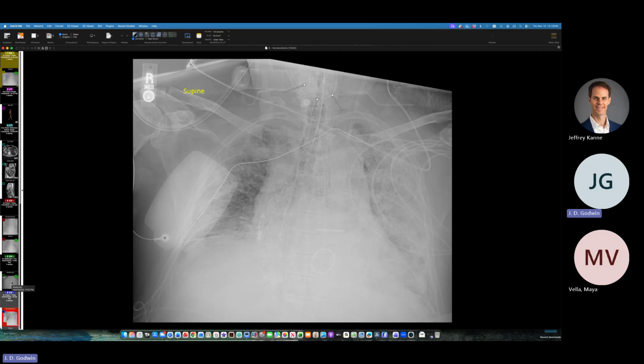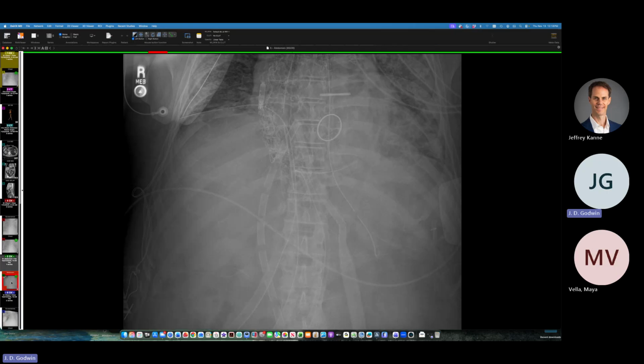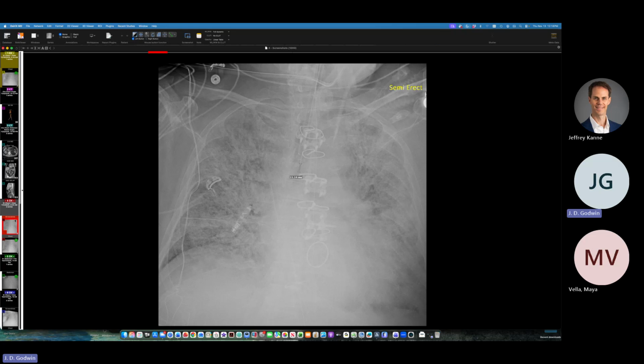Okay, so what happened after this? Here we are later on at this point. We still have this thing in place. It could be in the right atrium at this point. And then later, it's clearly lateral to the atrial border, which is here. And so this thing had embolized.